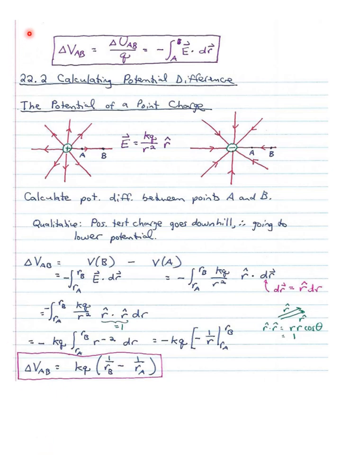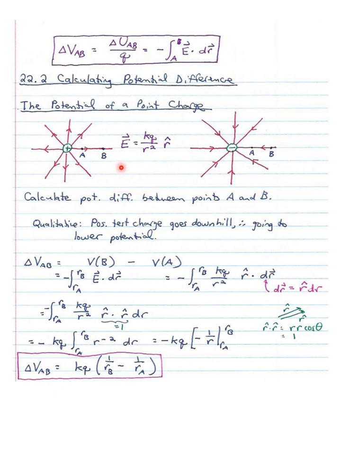Just as a reminder from a previous section, when we talk about the potential difference between points A and B, you can think of it as the change in potential energy as a charge moves from A to B, divided by whatever that charge is. And that equals the negative integral, integrated between A and B, of the electric field vector E dotted with dr.